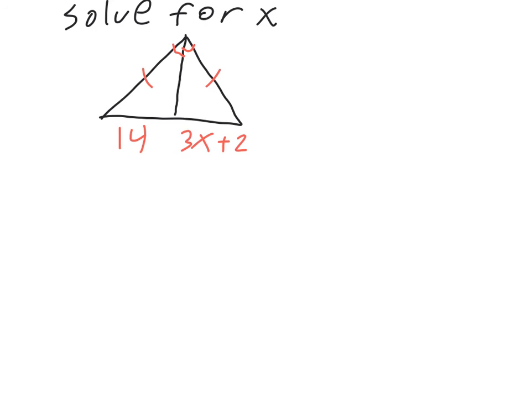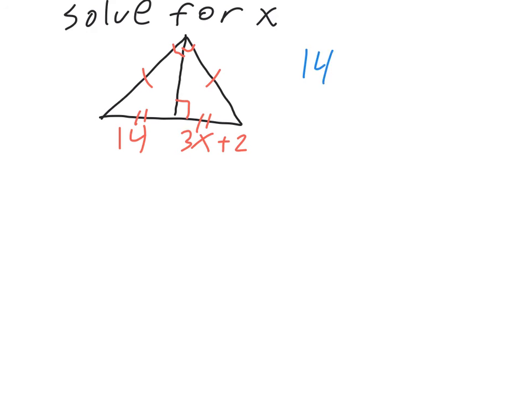And we learned before that if it cuts the vertex angle as an angle bisector, it's also a median and it's also an altitude. So it's also a right angle here. And also, these 2 sides are equal to each other. So if those 2 sides are equal to each other, because it's a median, that means we can set these 2 sides equal to each other.